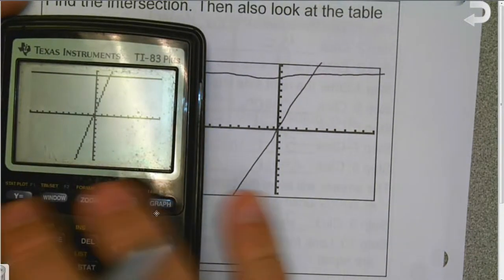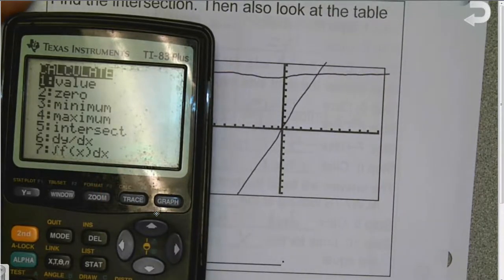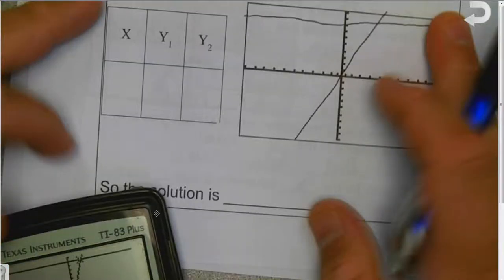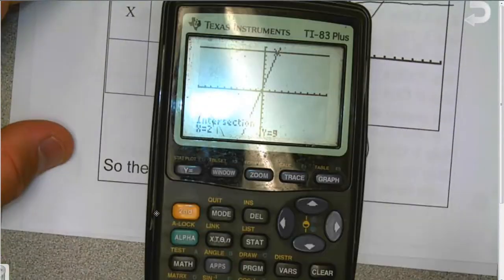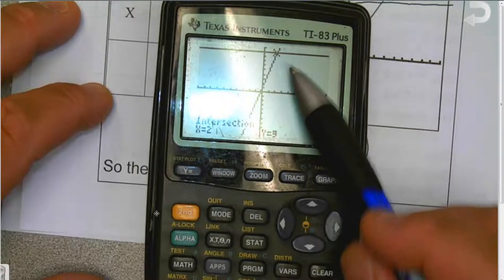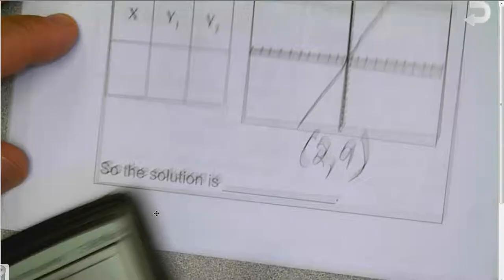We can hit second trace. So I can hit second trace. And I want to know what the intersection is, so I hit 5. And then I'm going to hit enter 3 times. And sure enough, it tells me that the intersection is at 2, 9 when I do that. So I just calculated the intersection by hitting second trace at 5 and then enter 3 times. And sure enough, the intersection of these 2 lines is at x value of 2, y value of 9.